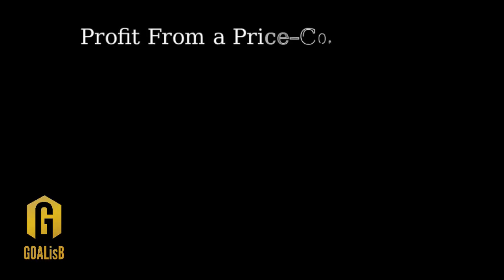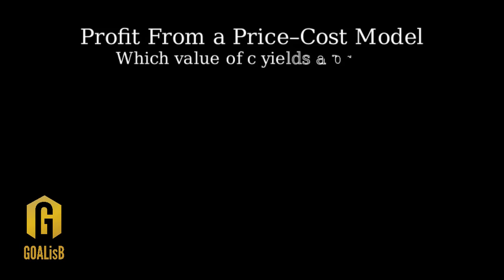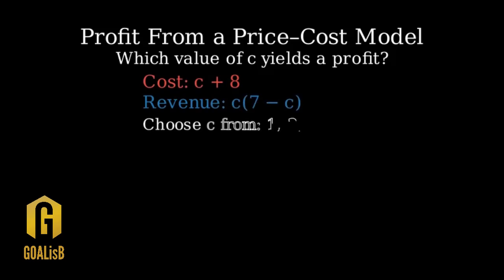In this lesson, we'll decide which value of C makes a product profitable. The cost is C plus $8, and the selling price is C times (7 minus C) dollars. We want the revenue to be greater than the cost. We'll solve it algebraically and confirm the answer visually.